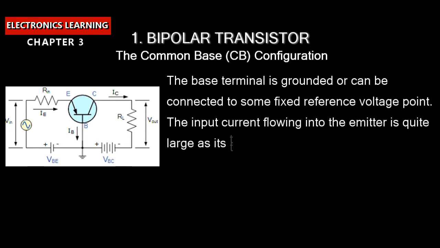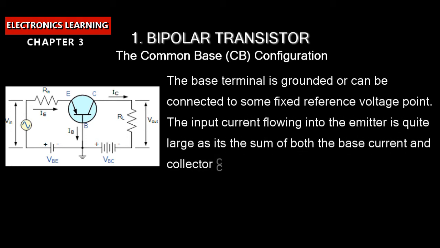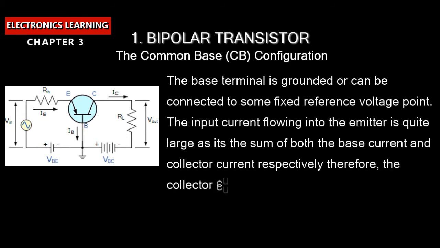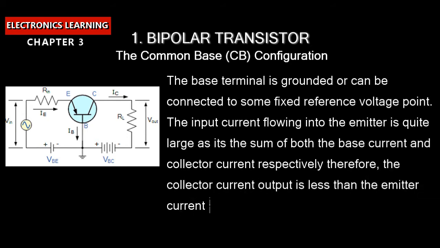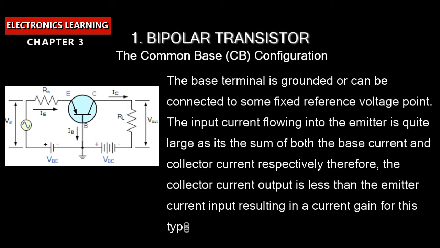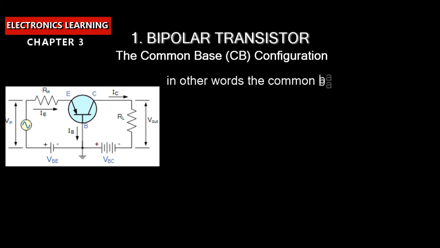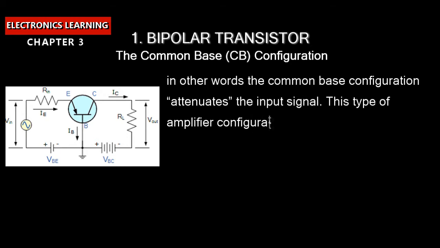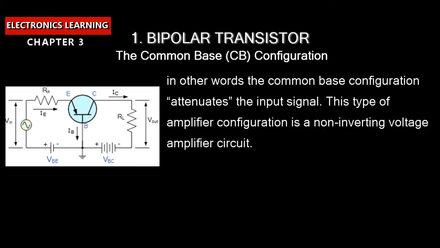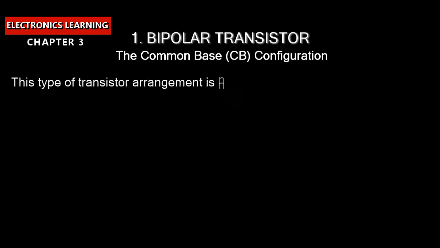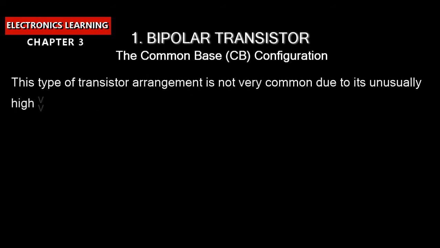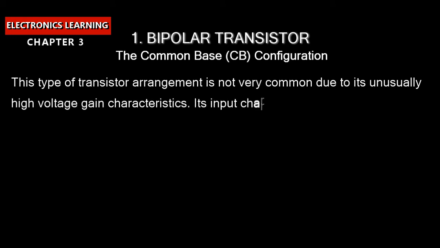The input current flowing into the emitter is quite large, as it's the sum of both the base current and collector current respectively. Therefore, the collector current output is less than the emitter current input, resulting in a current gain for this type of circuit of unity or less. In other words, the common base configuration attenuates the input signal. This type of amplifier configuration is a non-inverting voltage amplifier circuit. This type of transistor arrangement is not very common due to its unusually high voltage gain characteristics.